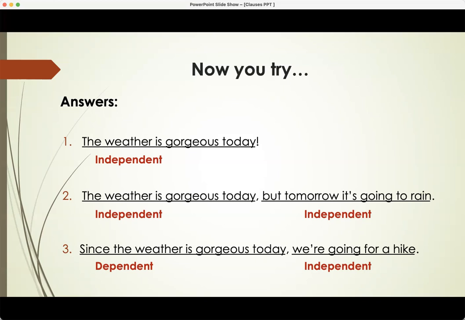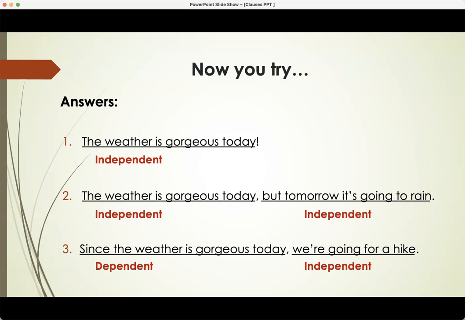Number two, the weather is gorgeous today, but tomorrow it's going to rain. Here too, we have two independent clauses because both of these clauses can be standalone sentences. Number three, since the weather is gorgeous today, we're going for a hike. Here we have a slightly different situation. So we're going for a hike is an independent clause because it can be a standalone sentence that is grammatically correct and where the meaning and the idea is complete.